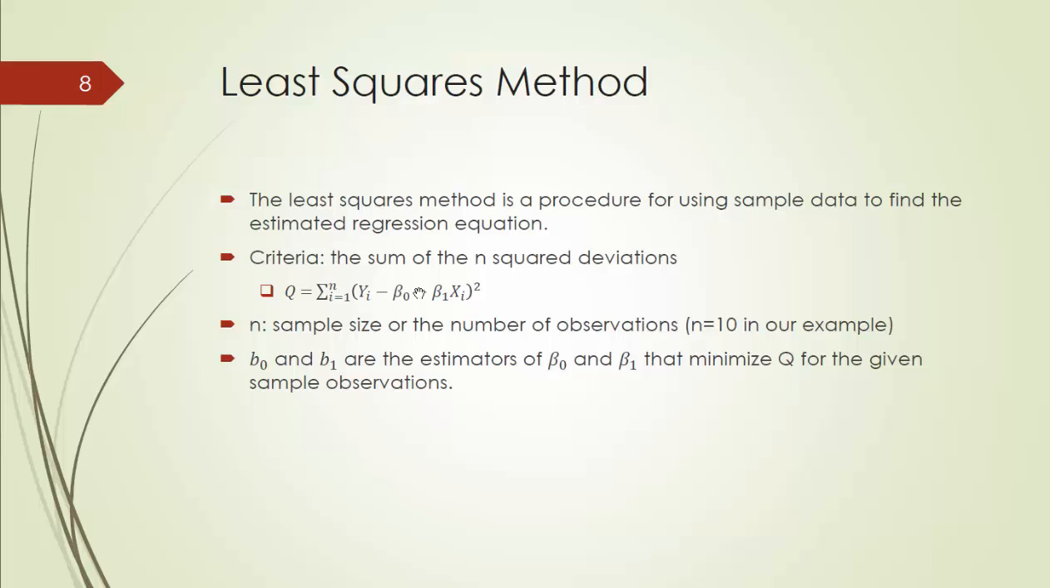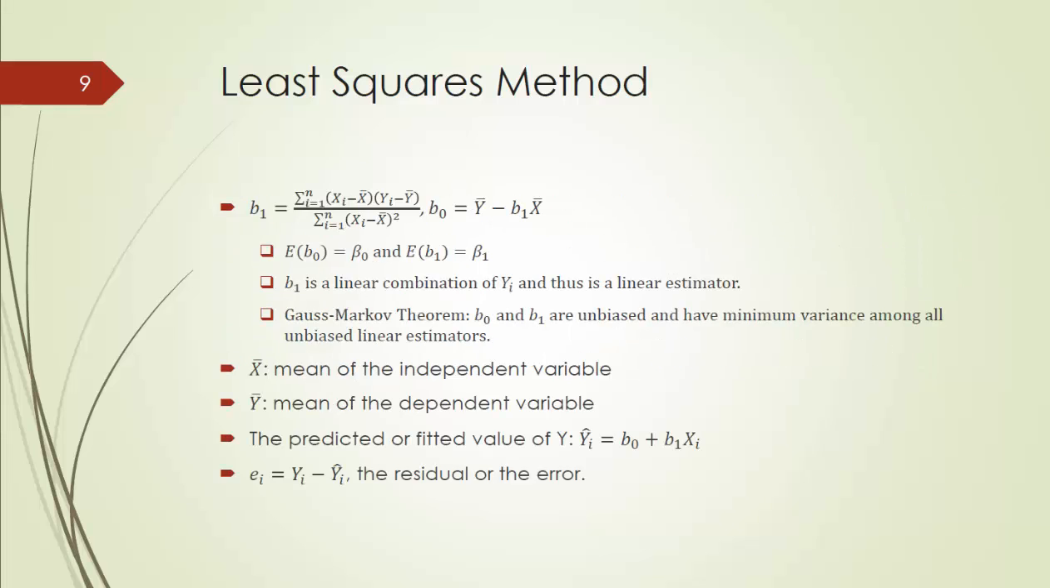Since Q is some sort of deviation, it is natural that we want to minimize it, and b0 and b1 are just the estimators of beta 0 and beta 1 that minimize Q for the given sample observations. Here on this slide, we provide the formulas for computing b0 and b1, the estimators of beta 0 and beta 1 that minimize Q for the given sample observations.